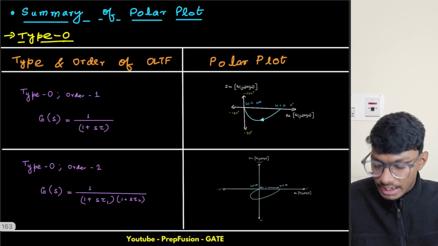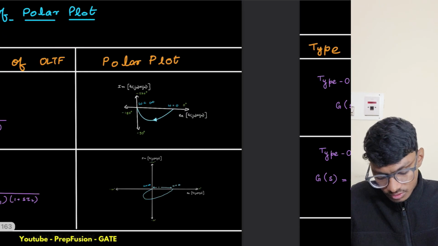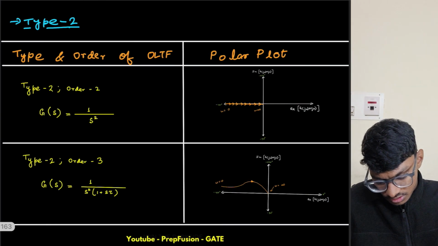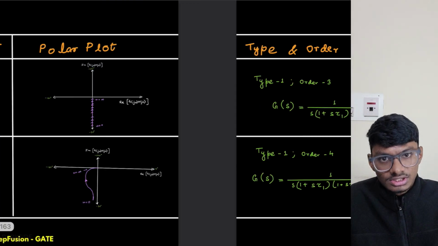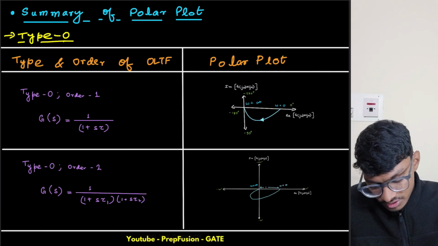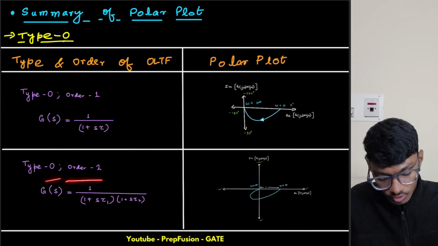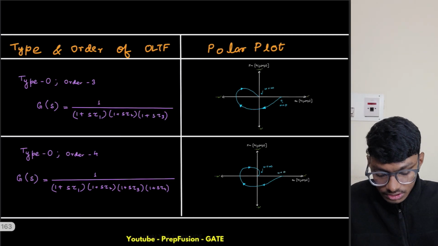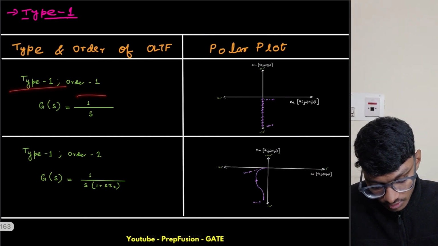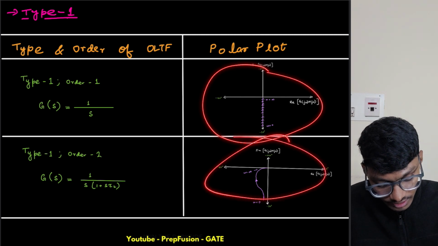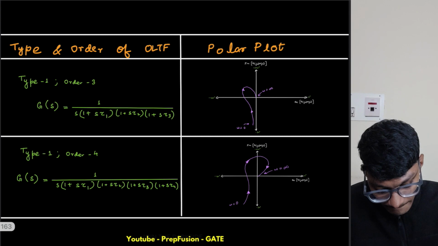Now I have summarized all the polar plots, for type 0 up until type 3. After type 3 they don't ask. So how does my polar plot look for type 0 order 1, order 2, order 3, order 4, then type 1 order 1, all these things? I have done it.